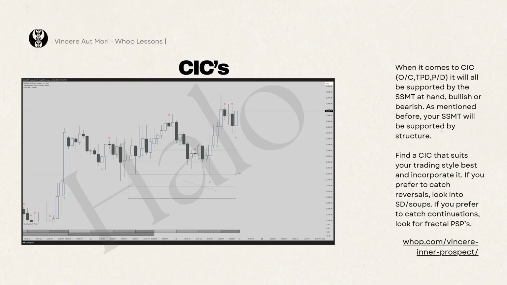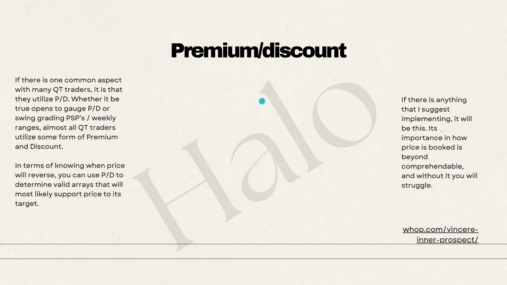Very, very, very important, right? There's many ways of doing it. Incorporating analogs as well is also going to help, right? Or end dogs, right? So in terms of knowing when price will reverse, you can use premium and discount to determine valid PD arrays that will most likely support price to its target, right? A lot of the times you find discount arrays, but again, it all depends on the actual range you're swing grading. If you are looking at the wrong range, you are going to get messed up.